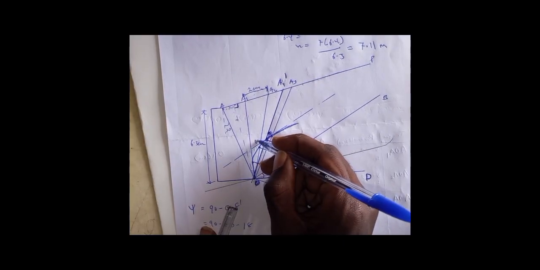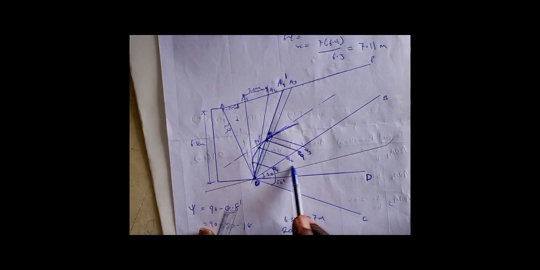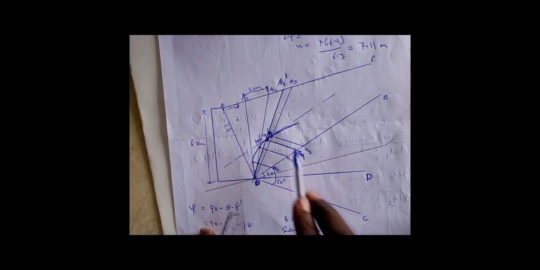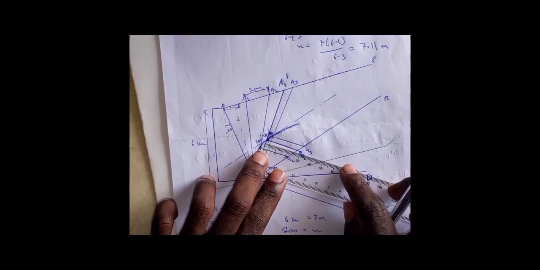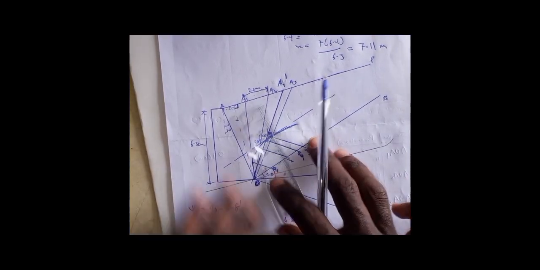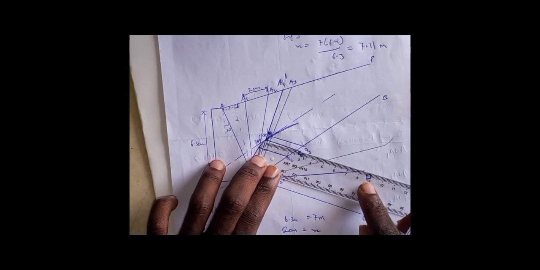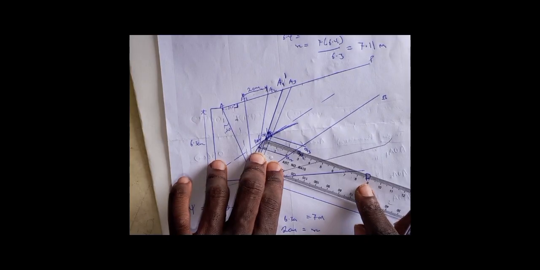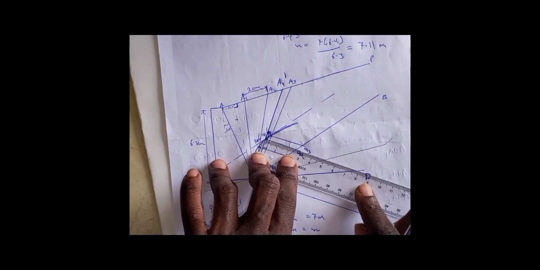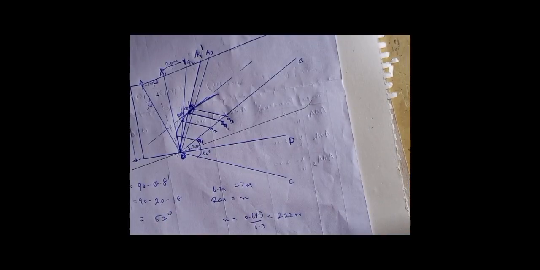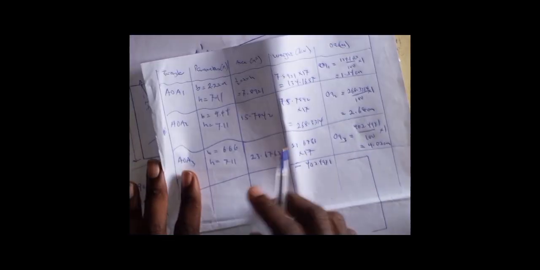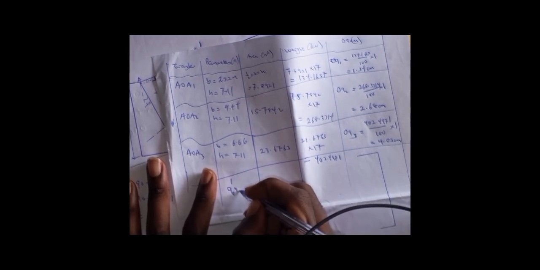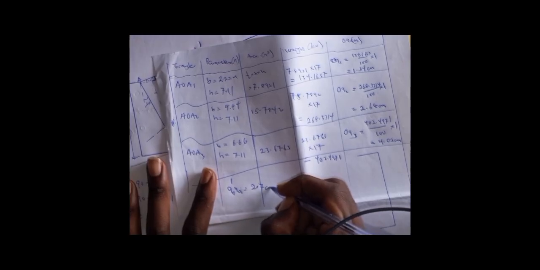Now I'll go ahead and measure this line, A prime A. That gives me approximately 2.6, 2.7 centimeters. So I'm getting A prime A to be 2.7 centimeters.